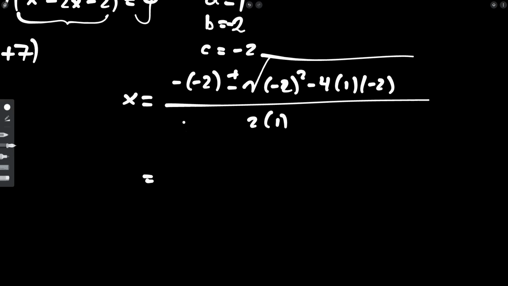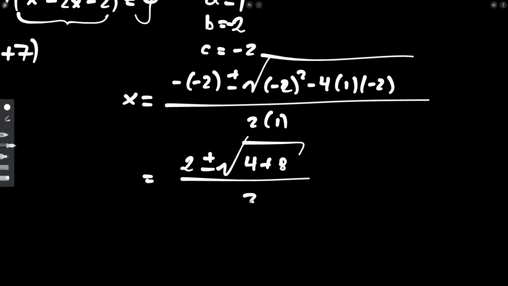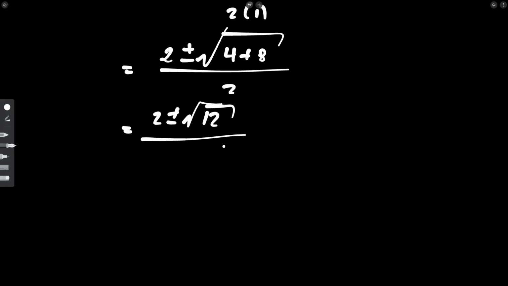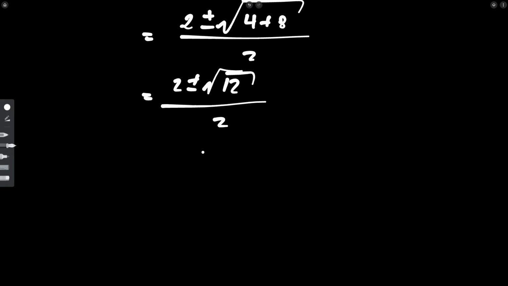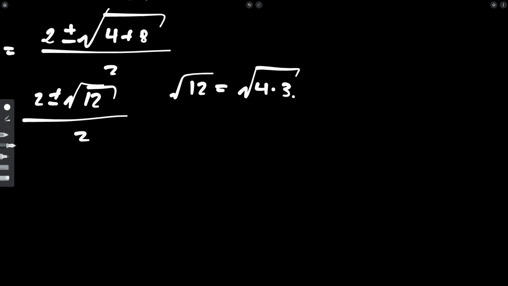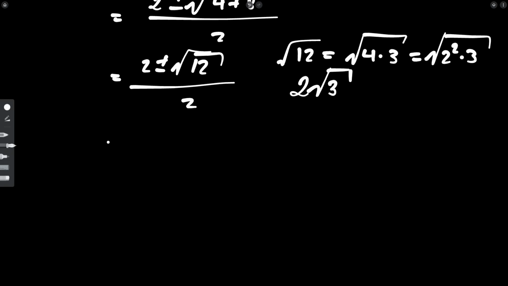Continuing, these two cancel, this becomes a 2, plus or minus, this becomes 4 plus 8 over 2. This becomes 2 plus or minus the square root of 12. The square root of 12 can be rewritten as 4 times 3, which is the same as the square root of 2 squared times 3. And because this is a square, we can pull it out. So we give our final answer here for this particular section of 2 root 3. So I'll rewrite it that way.